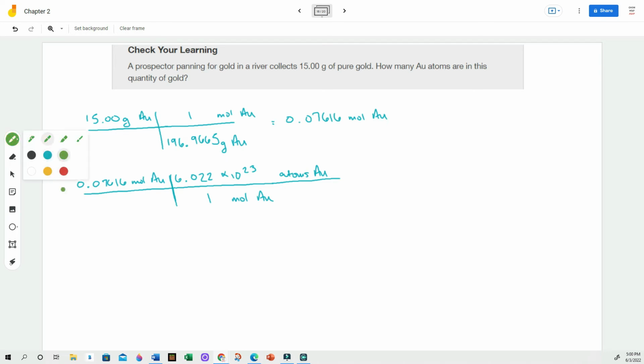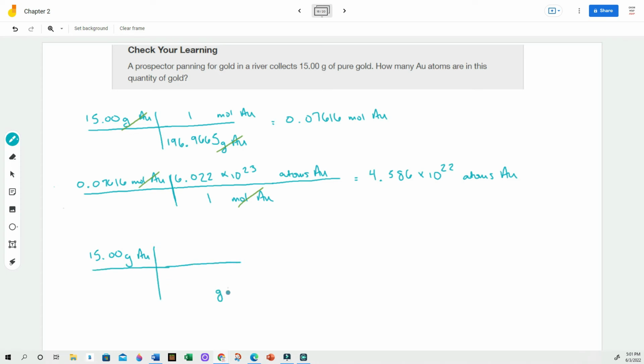So again, I have not shown my units. My grams canceled up here, and now my moles cancel down here, and I'm left with atoms, which is what the problem asked me for. And I get 4.586 times 10 to the 22nd atoms of gold. Okay, great. And let me show you the one-step process as well. We still start with our 15 grams of gold.